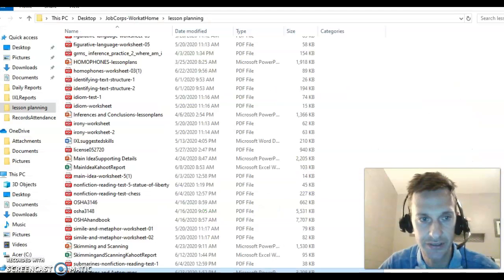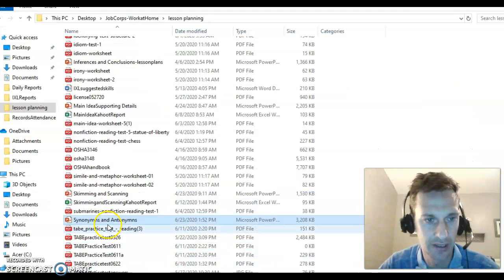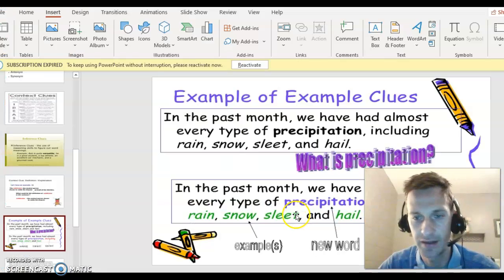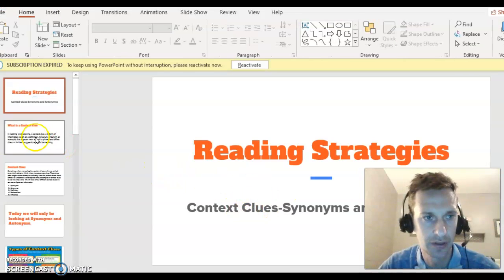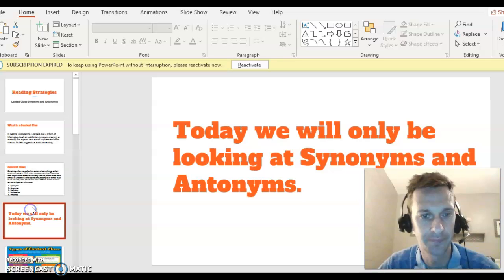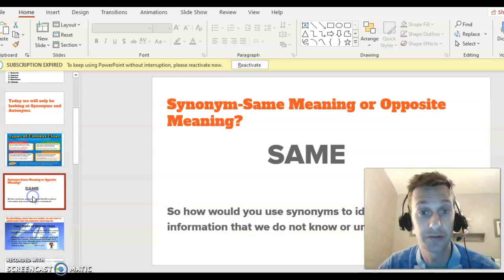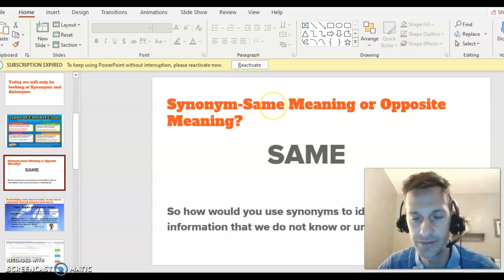Again, I said we would touch briefly. Let's just go ahead and touch briefly on synonyms and antonyms while we've got a minute or two. We're going to go through this PowerPoint next week, so don't worry about all this. Let's just go through the quick difference. Synonym, same meaning. It is the exact same meaning.